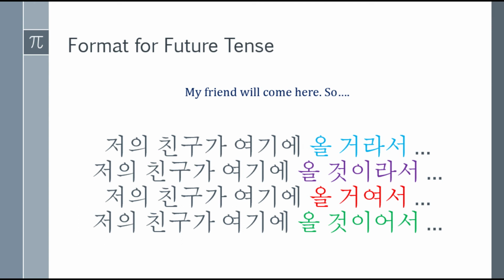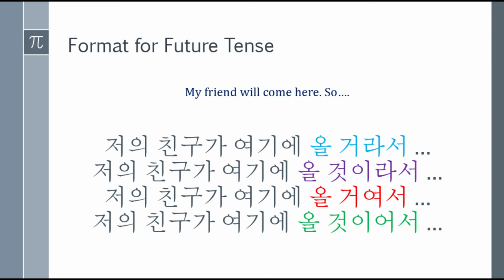So, for example, ang sentence natin is, my friend will come here. Yung unang format natin is, 저의 친구가 여기에 올 거라서. So, that's the first format, yung 올 거라서. Ang second format natin is, 저의 친구가 여기에 올 것이라서. Third format natin is, 올 거여서. And yung last format natin, that will be, 올 것이어서.